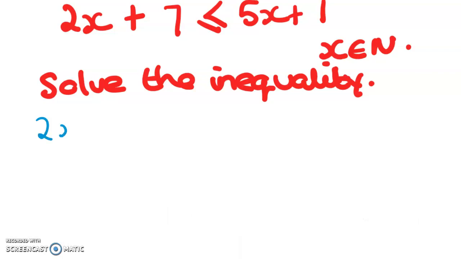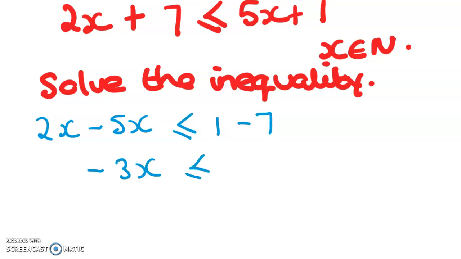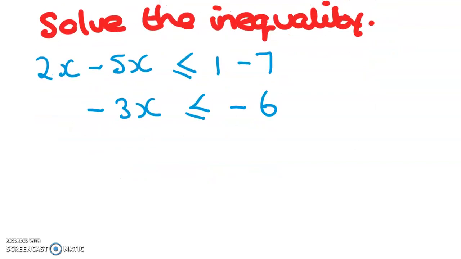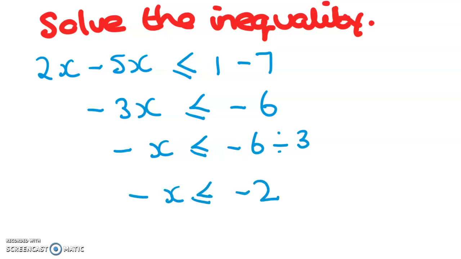So I'm going to bring over the x's to the left, get the x's together, like we did the last time, and bring over the plus 7 goes minus 7. Minus 3x is less than or equal to minus 6. Now, just like I did the last time, I can say minus x is less than or equal to minus 6 divided by 3. Minus x is less than or equal to minus 2.